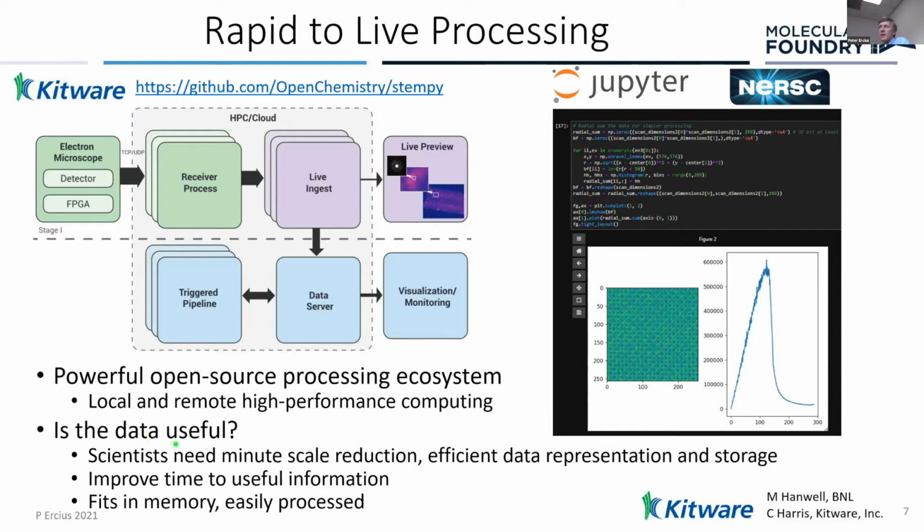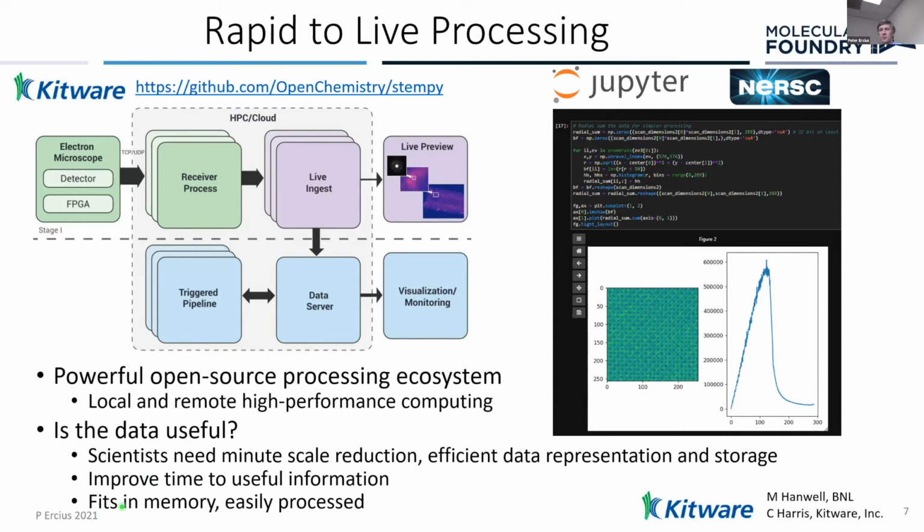And the whole point is, is the data useful? When is it useful? Scientists really need minute scale reduction. So I want to take a data set and get an answer back in a few minutes. We don't need milliseconds. We don't need seconds. A few minutes is probably good. So we'd like to improve our time to useful information, because if I know that the data set's good, I want to stop and take another data set or put another sample in or do something else that would be much more efficient. Why should I take 10, 20, 30 data sets in a day and then only use one in the end? I just want to stop when I get that one good one.